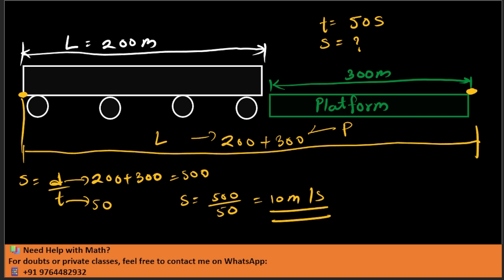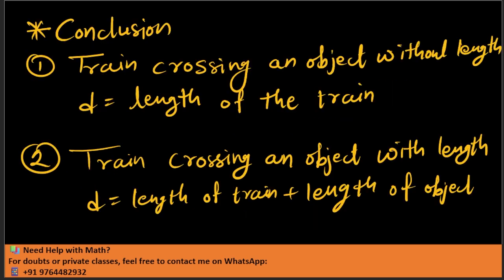Okay, so let's go to the conclusion now. I have written two conclusions here: that the train crossing an object without length, distance traveled is equal to length of the train, and when the train crossing an object with length, the distance traveled is equal to length of the train plus the length of the object.